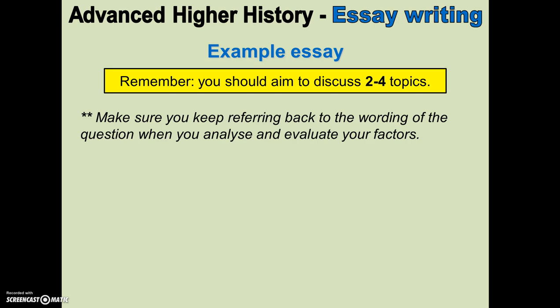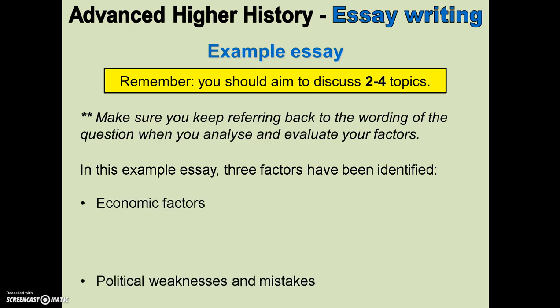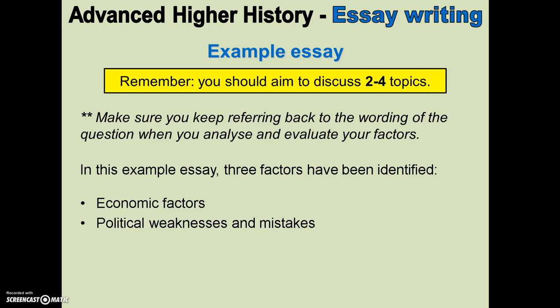Remember, you're aiming to discuss 2 to 4 topics as part of this, and you should keep referring back to the wording of your question when you analyse and evaluate. For example, in our example essay, 3 factors have been identified. We would look at economic factors, we would look at political weaknesses and mistakes, and we would look at the role of Adolf Hitler.